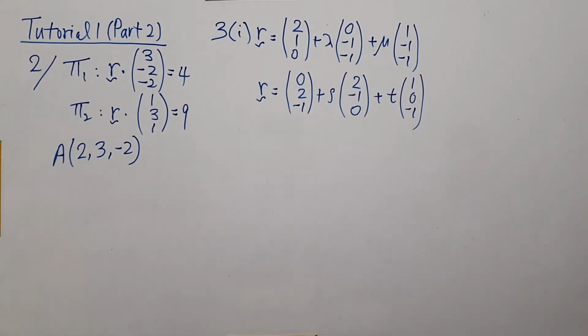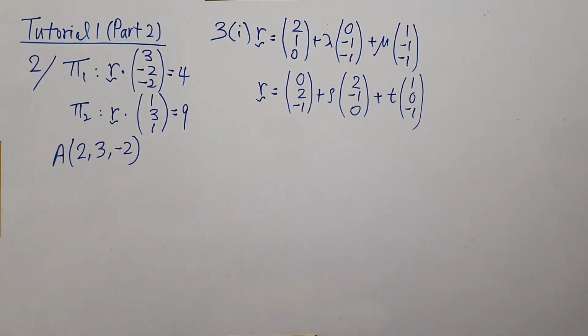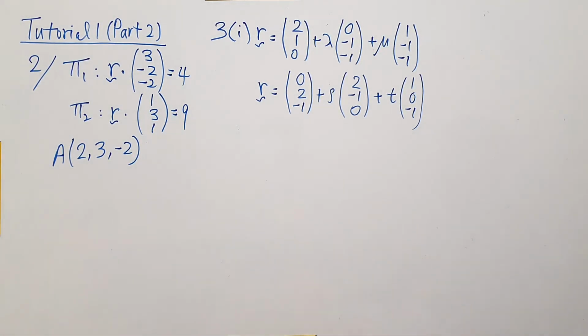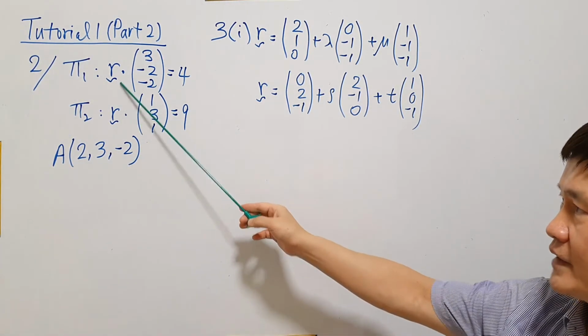Now into question 2 of tutorial 1, part 2. In this question, we are given two planes, pi 1 and pi 2. And now in this case, we want to check firstly that this point A actually lies on both planes. How do you check that this point A lies on both planes? It's very simple, right? Put this point into the left hand side.